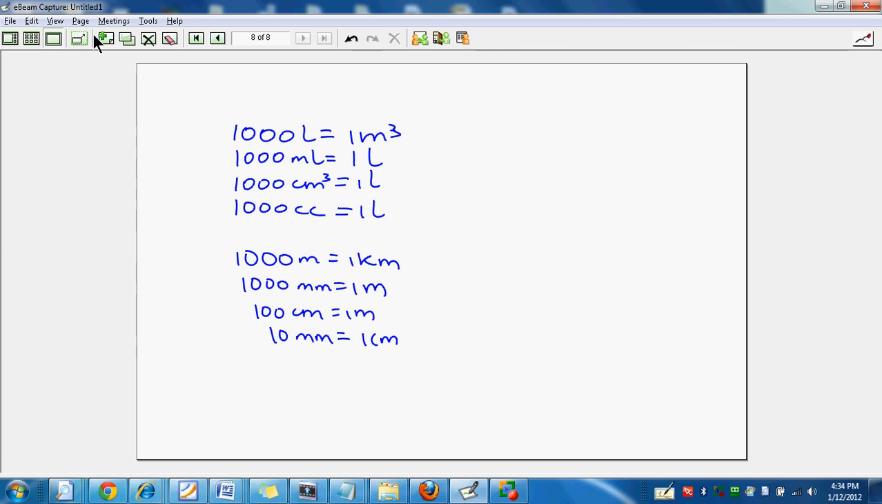From here, you should be able to see that 1 cm cube is equal to 1 cc, and that's also equal to 1 milliliter. Those things you're supposed to know by heart. They're not going to give you those conversions in the exam. You have to know that.